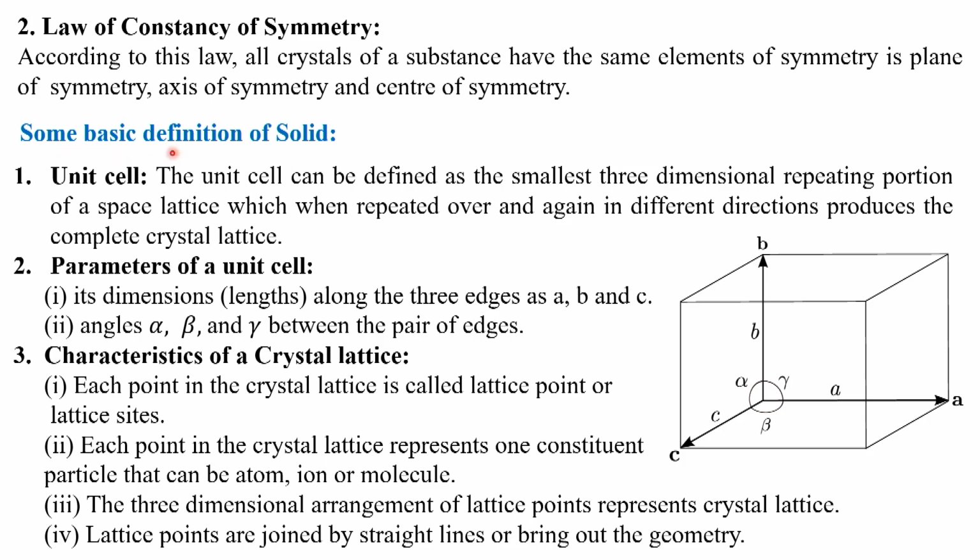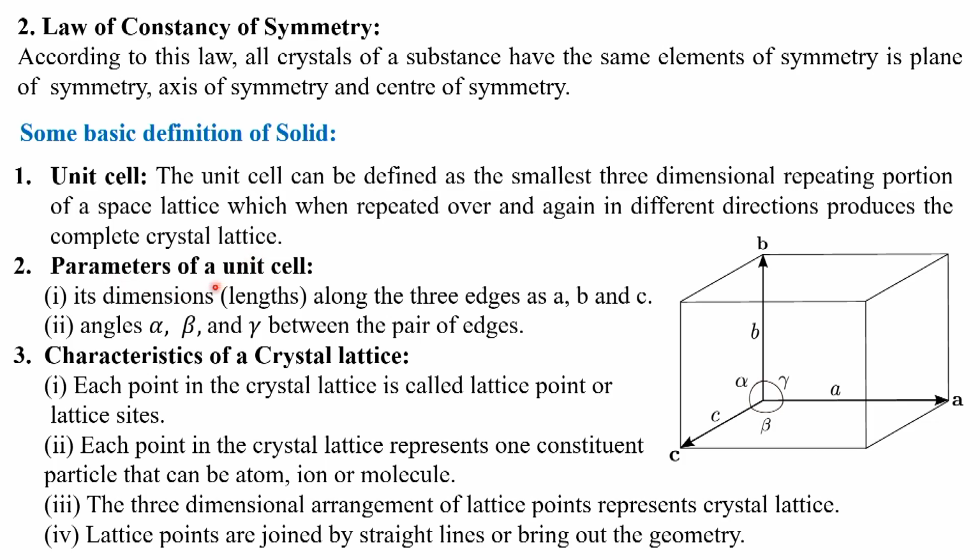Now we discuss some basic definitions of solids. So what is a unit cell? The unit cell can be defined as the smallest three-dimensional repeating portion of space, which when repeated over and again in different directions produces the complete crystal lattice.